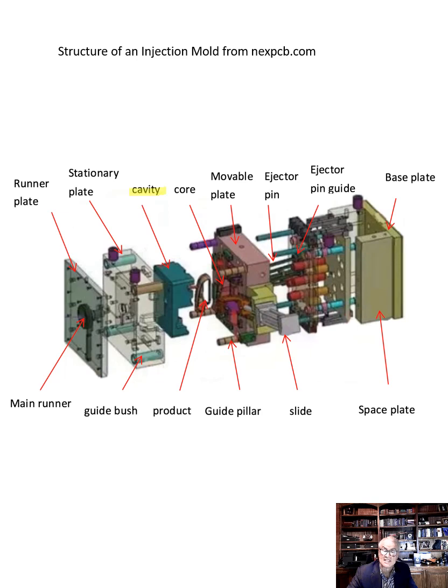The cavity goes in this section of the mold here. The core goes in this section of the mold here. Plastic comes in here. Mold closes, and when it opens up, the robot arm comes down here, takes the part, lifts it up, moves it, and drops it on the conveyor.